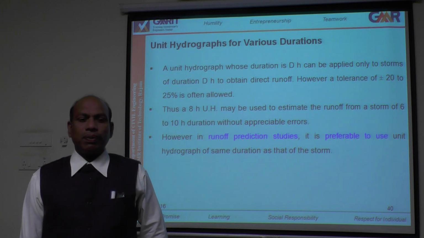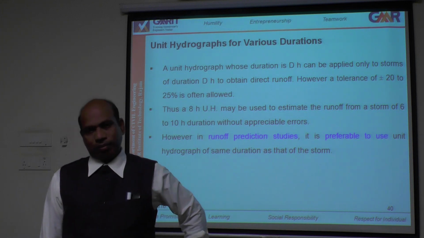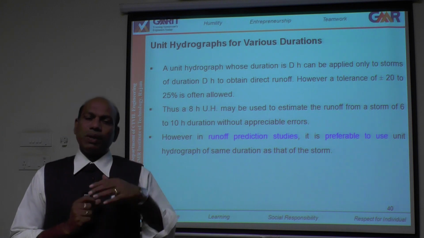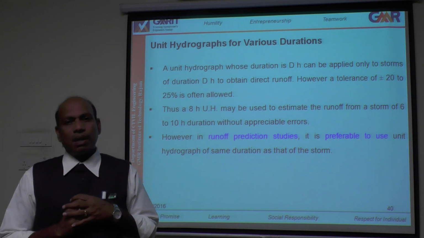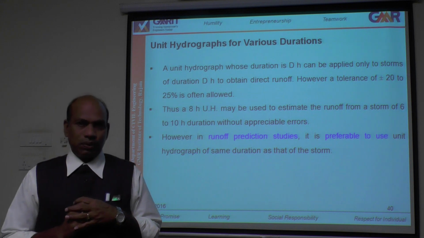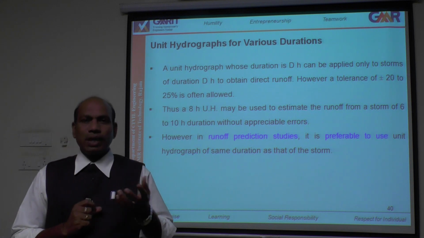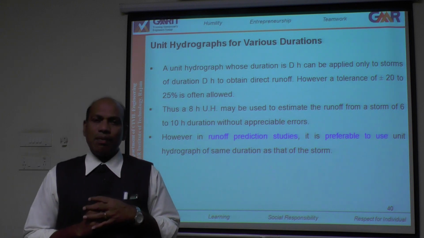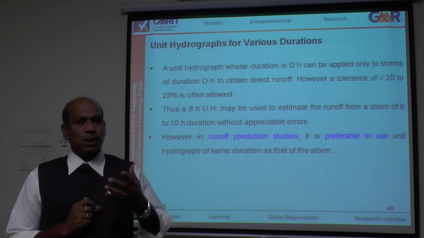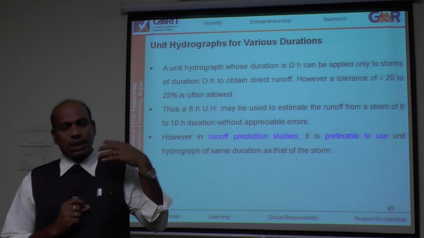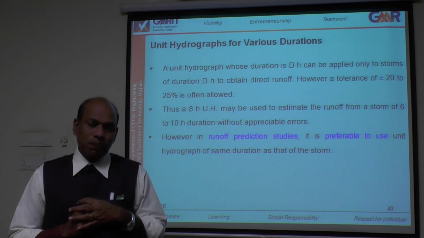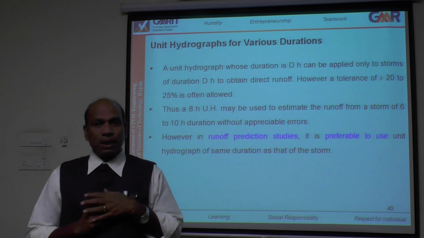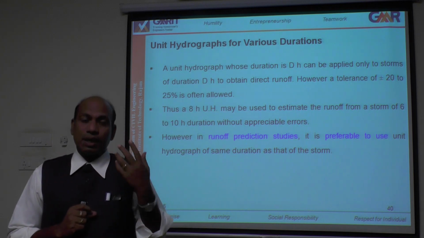Unit hydrograph for various durations. A D hours unit hydrograph is used for the construction of a D hours storm hydrograph, with some tolerance, that is 20 to 25%. For example, we have an 8 hours unit hydrograph. By using that 8 hours unit hydrograph, we are going to construct the storm hydrograph of 6 hours as well as 10 hours. But here, the effective duration is different.